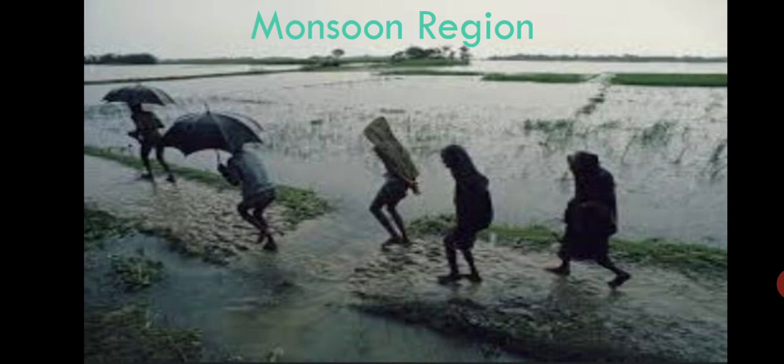First, the monsoon region. In the monsoon region, you will see the location and extent north and south of the equator between 10 degree and 30 degree north and south parallels. Summer temperatures are between 27 degrees Celsius and 32 degrees Celsius, whereas winter temperatures are 15 to 24 degrees Celsius. Rainfall is between 250 to 2500 millimeter. Semi-evergreen and deciduous forests are found here.